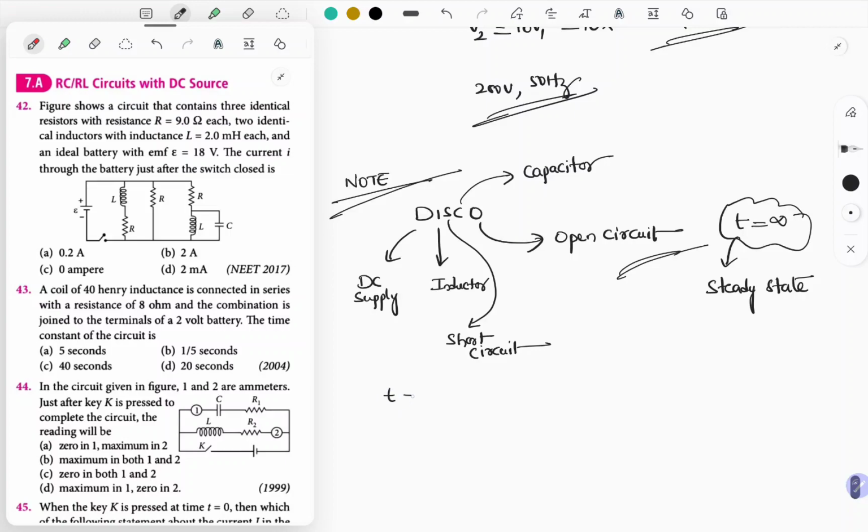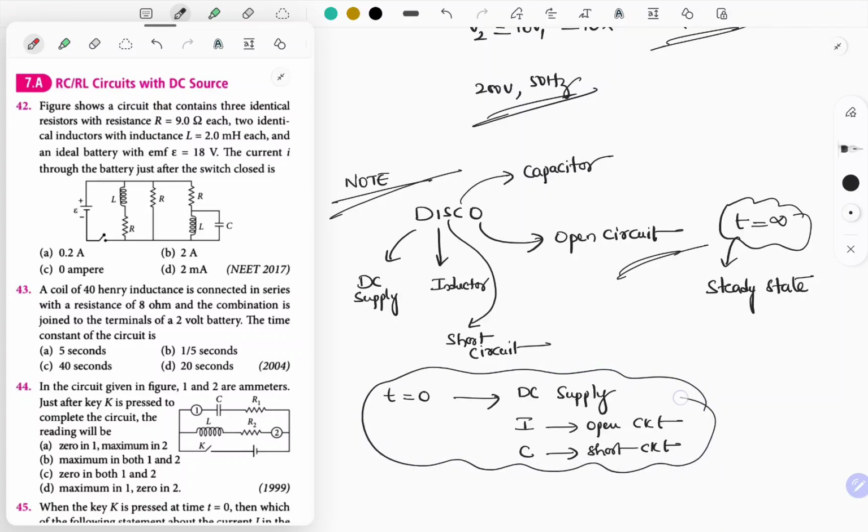So if t is equal to 0, then it is going to be exactly opposite. For a DC supply, an inductor acts as an open circuit, and a capacitor acts as a short circuit. Exactly opposite. This is for the transient state, steady state and transient state.